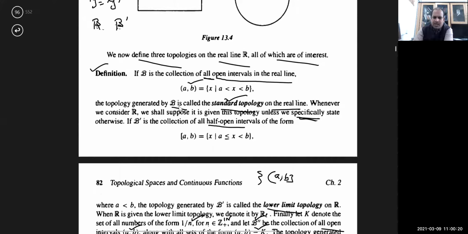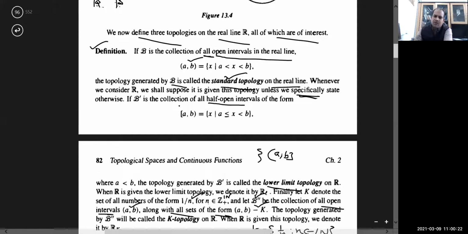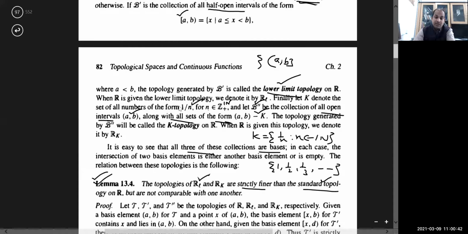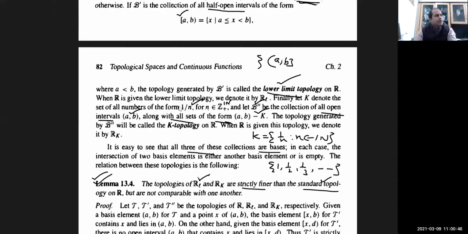Now let me recall once again that we have seen the collection of all, notice this word, open intervals in the real line is going to generate the standard topology on the real line R. And this collection of all half open intervals is going to generate the topology called the lower limit topology. All these examples are very important. We will use them at several places. When I start discussing convergence in topological space, I will use all these basis members.